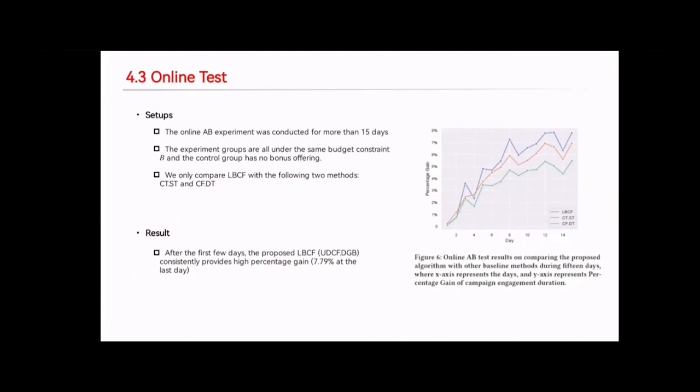After the first few days, the proposed LBCF, UDCF with DGB, consistently provides a high percentage gain, 7.79% on the last day. One baseline, CFDT with MBCF and DGB, is the worst among the groups, 5.31% on the last day, because MBCF is worse than UDCF, as we illustrated before. Another baseline, CT-SAT, is in the middle, 6.87% on the last day, which is basically consistent with our offline test results.